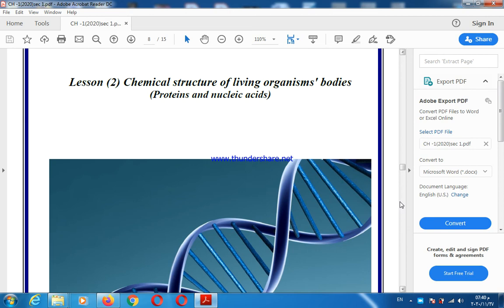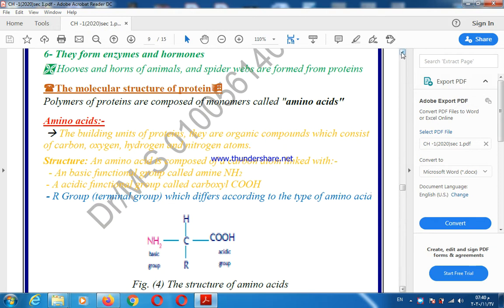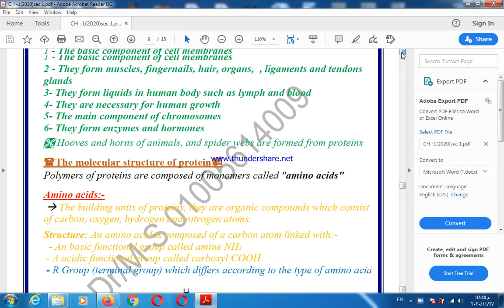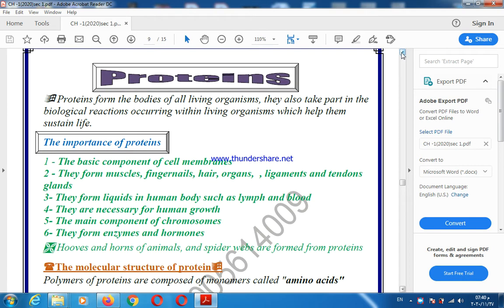Our lesson today is talking about proteins. Proteins are the third biological macromolecule that can form the body of living organisms. Proteins forming the body of all living organisms also take part in biological reactions occurring within the living organisms, which help them to stay alive. What is the importance of proteins?